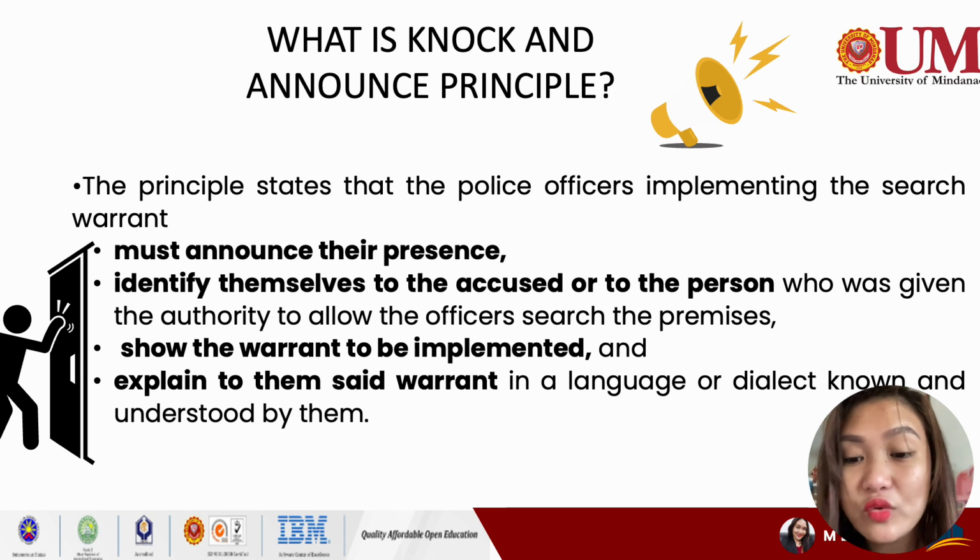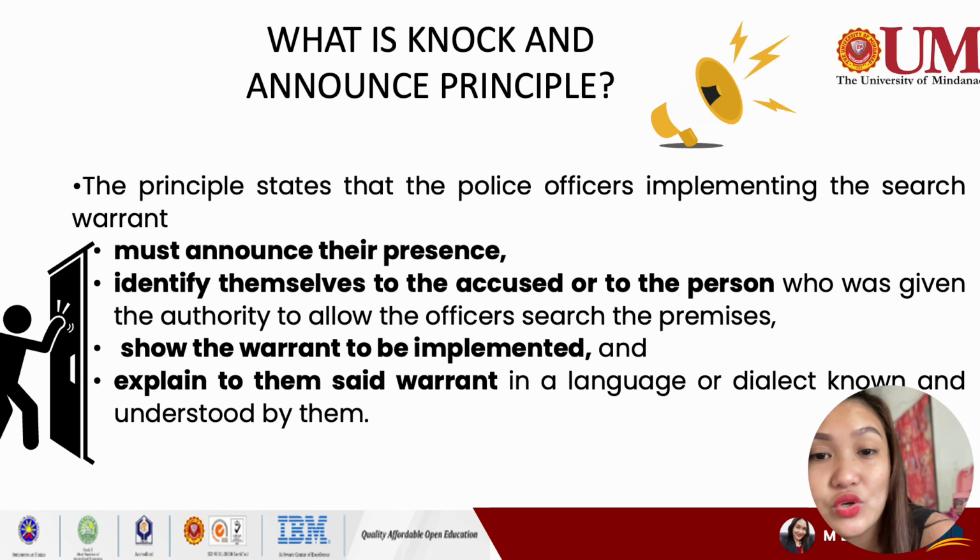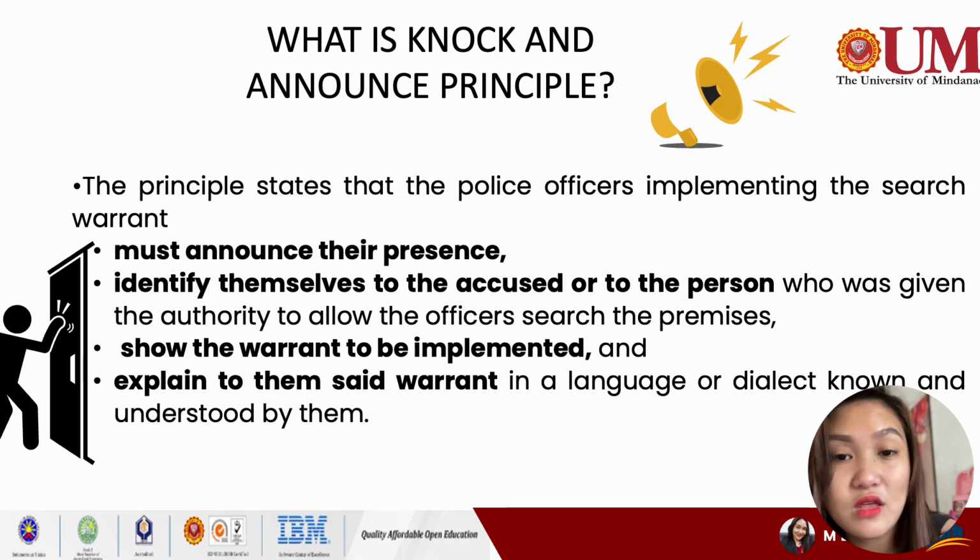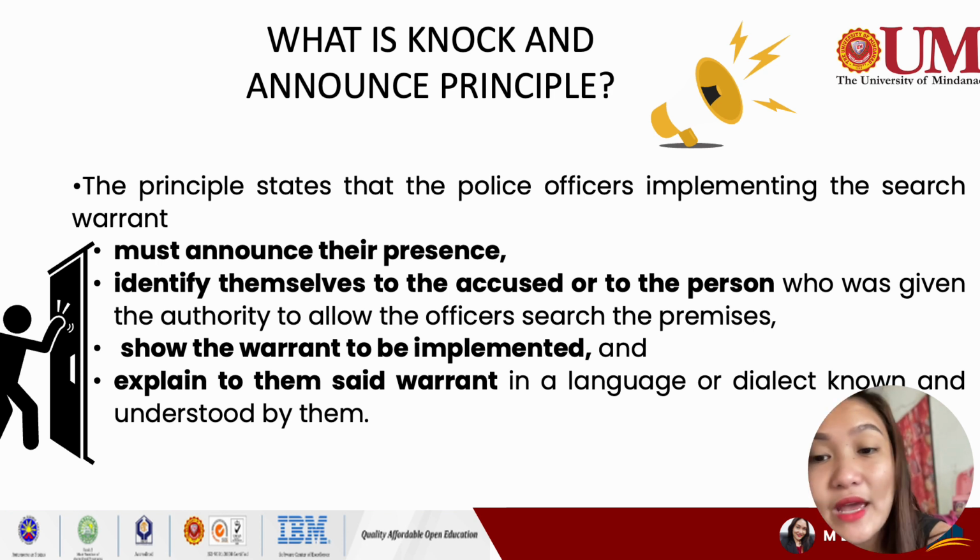So according to this rule, for me to expound, when police officers are implementing a search warrant, they must follow a specific procedure. So, they are required to announce their presence, identify themselves to the person subject to the search, or someone authorized to allow the search. They also need to show the search warrant that authorizes their entry and explain the contents of the warrant in a language or dialect known and understood by the individuals involved.